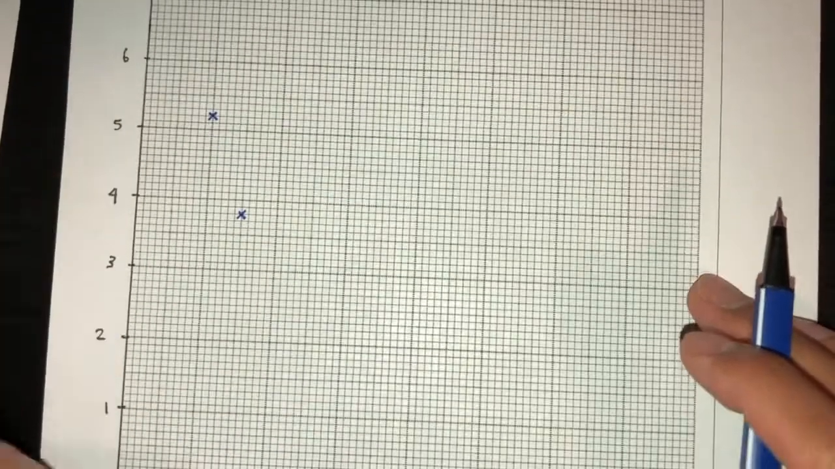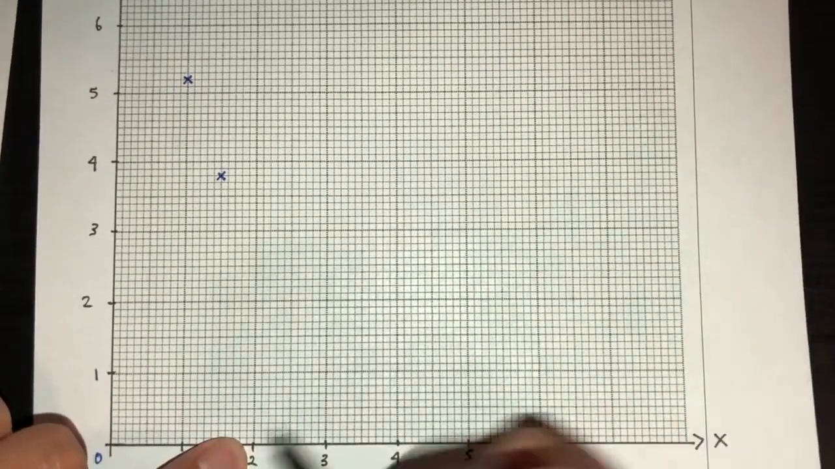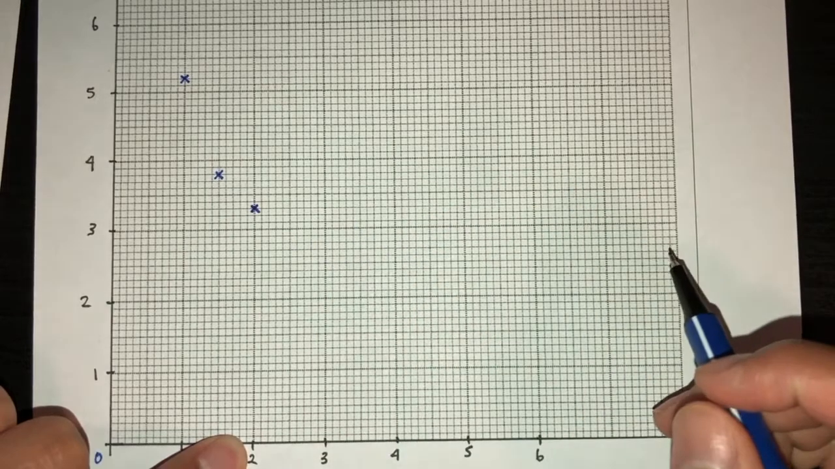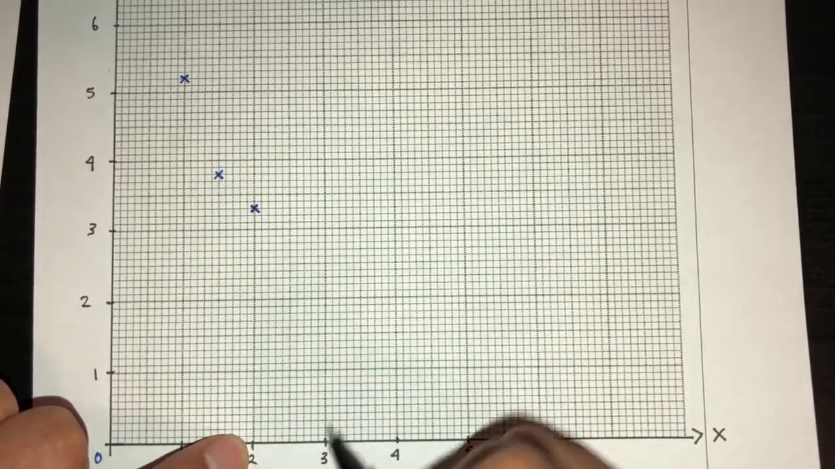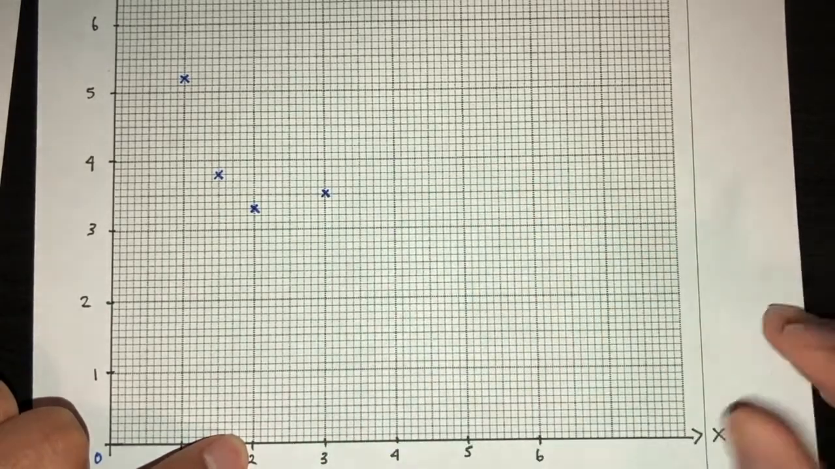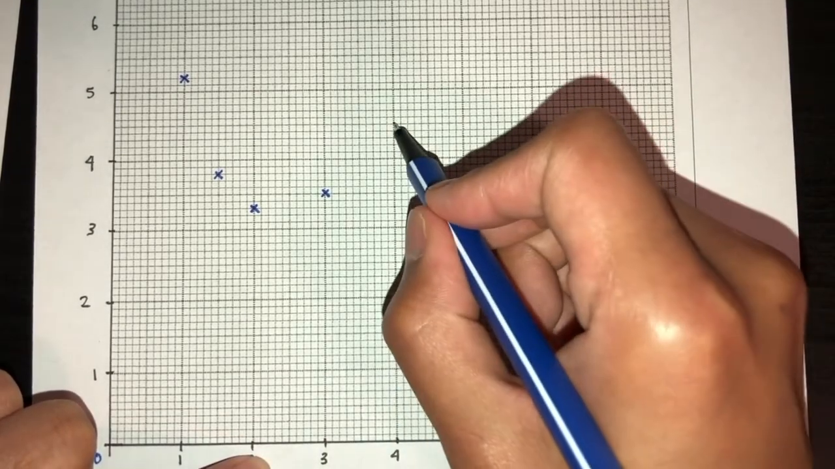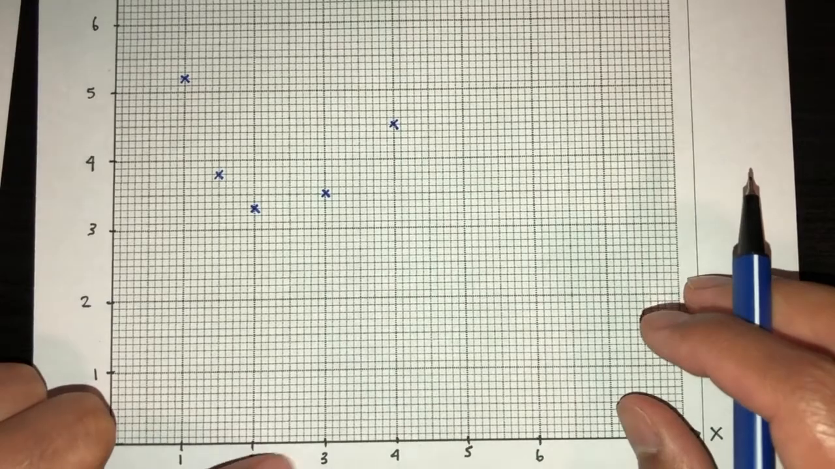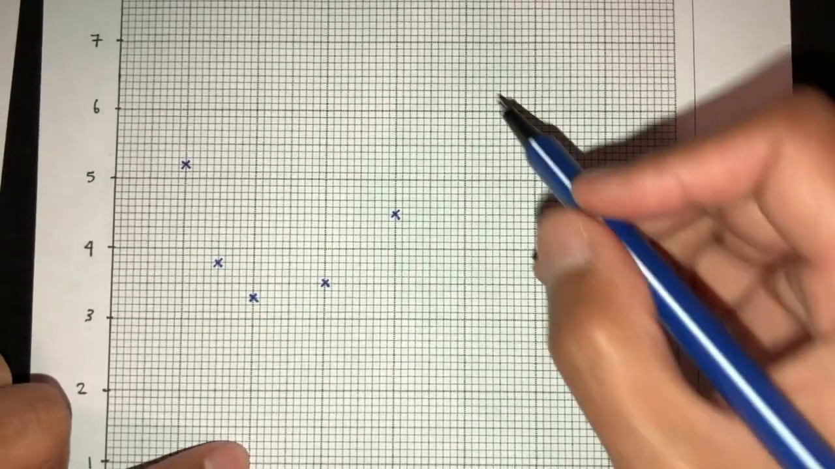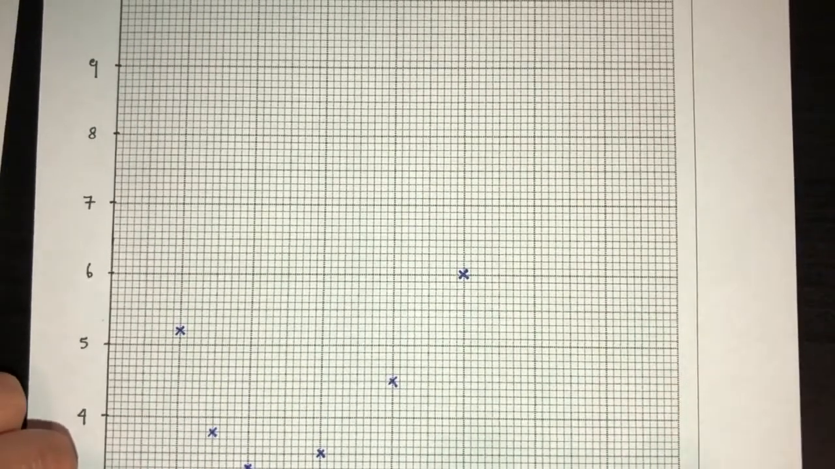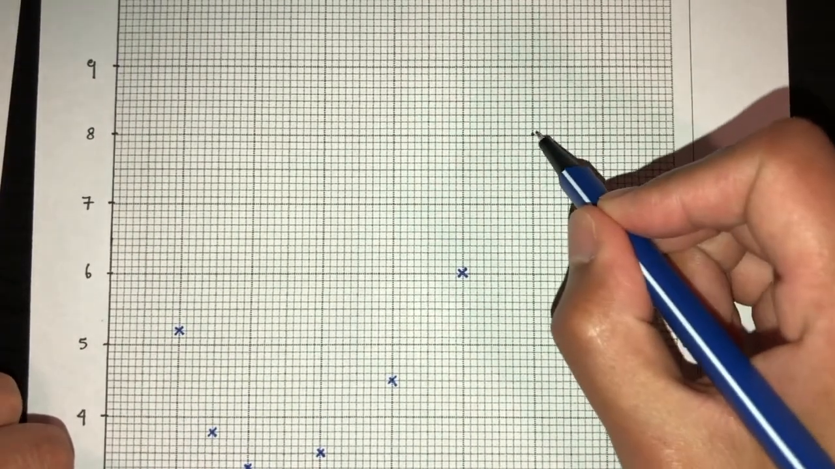Then we have 2 to 3.3. So 2 will be 3.3 right here. Then we have 3 will be 3.5. That will be right here. Then we have 4 will be 4.5. And then 5 will be 6. And then 6 will be 8. 8 will be right here.